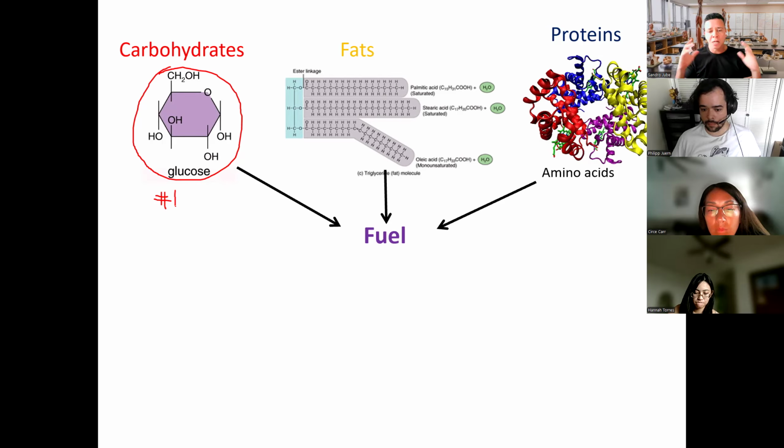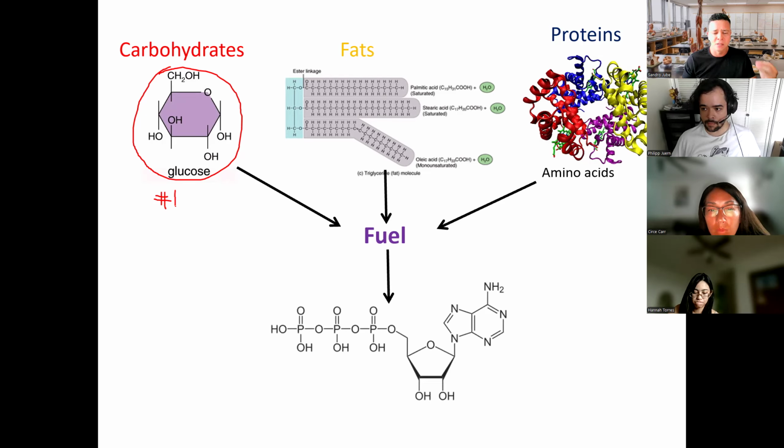Okay? Now, when we talk about fuel for the cell, what are we talking about here? We are talking about the synthesis of ATP. So all of those, glucose, fats, proteins, are going to be used to synthesize ATP. And we know that ATP is the energy currency of the cell. Okay?